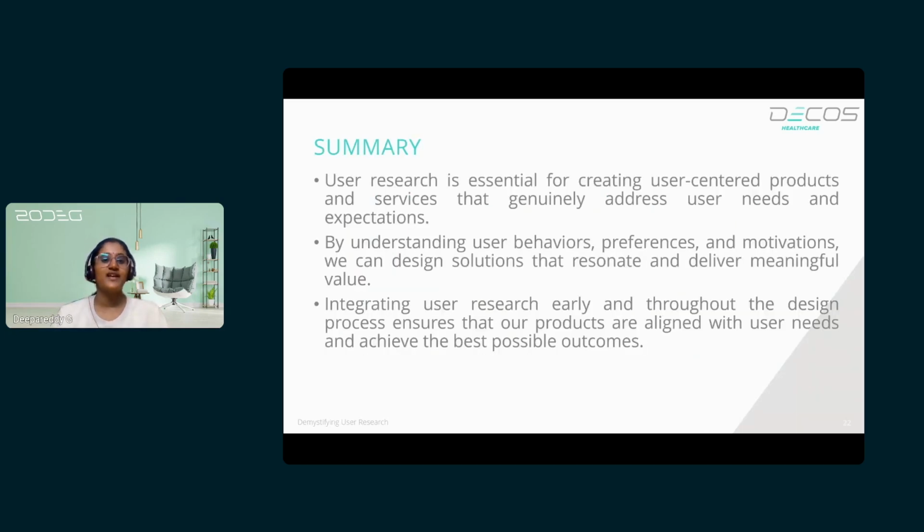To summarize, user research is all about creating user-centered products, keeping the users at the heart of the design, and services that genuinely address user needs and expectations. By understanding users' behaviors, preferences, and motivations early on in the design, we can design solutions that resonate and deliver meaningful value to the users. Integrating user research early and throughout the design stages ensures that our products are aligned with user needs and achieve the best possible outcome. So this is all about user research.